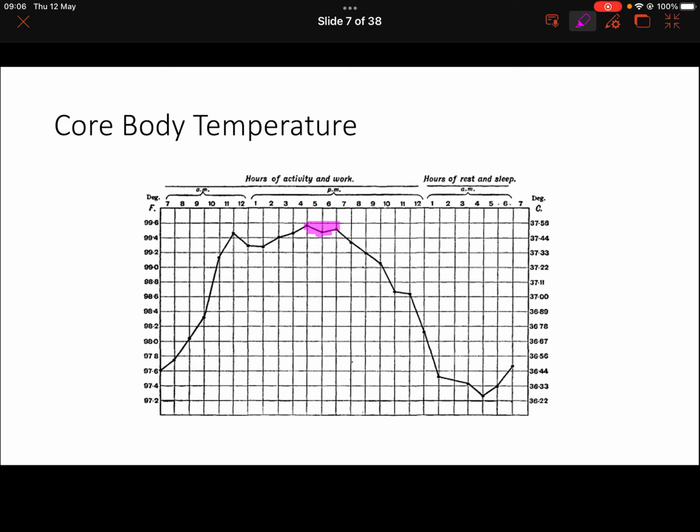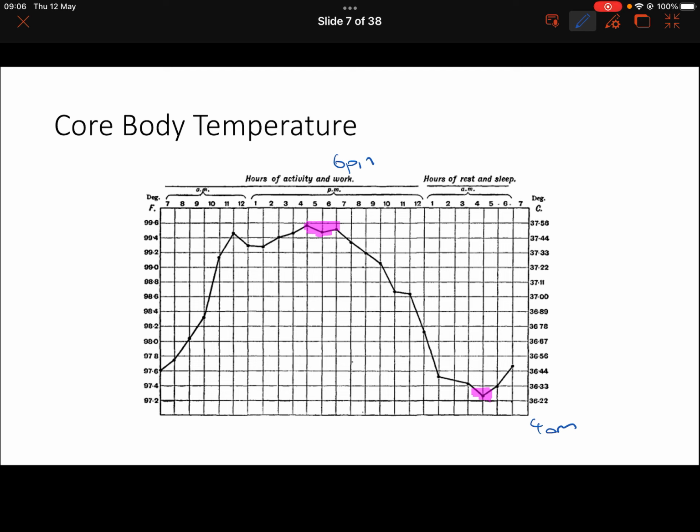And its lowest is about 36.5 or so. Here it looks a little bit lower in the early hours of the morning. So it's kind of its lowest at around 4 a.m. and it's highest around 6 p.m. generally. There's some really interesting research in the field of chronobiology.